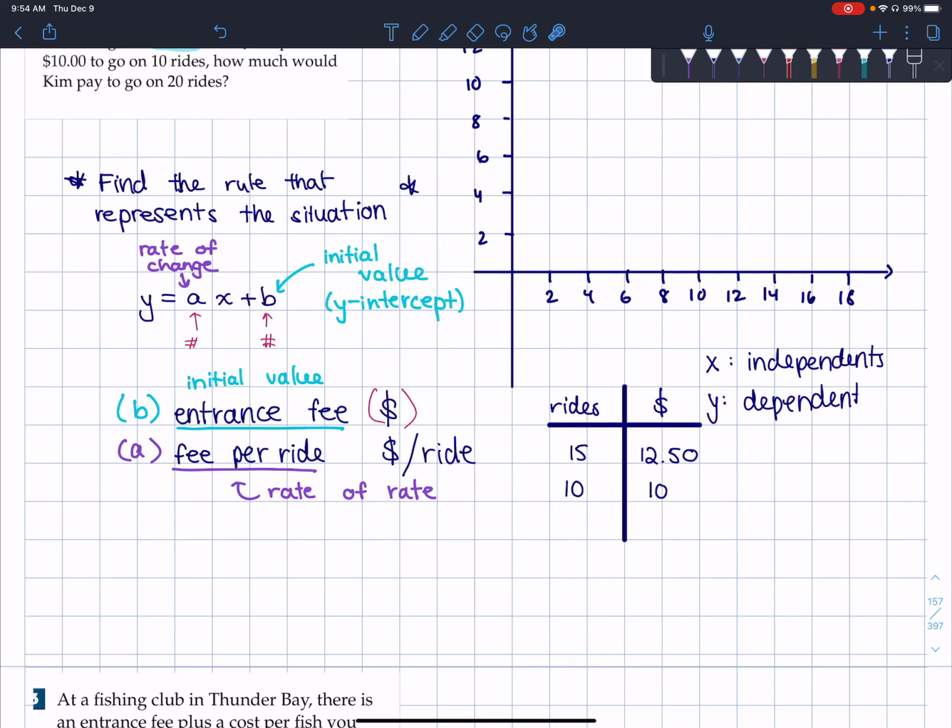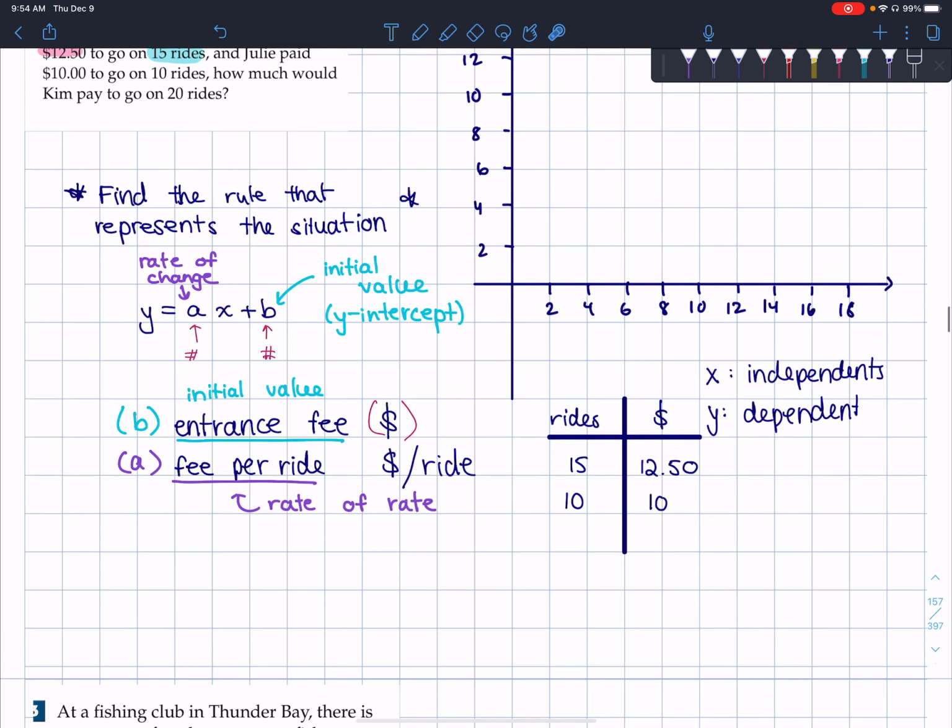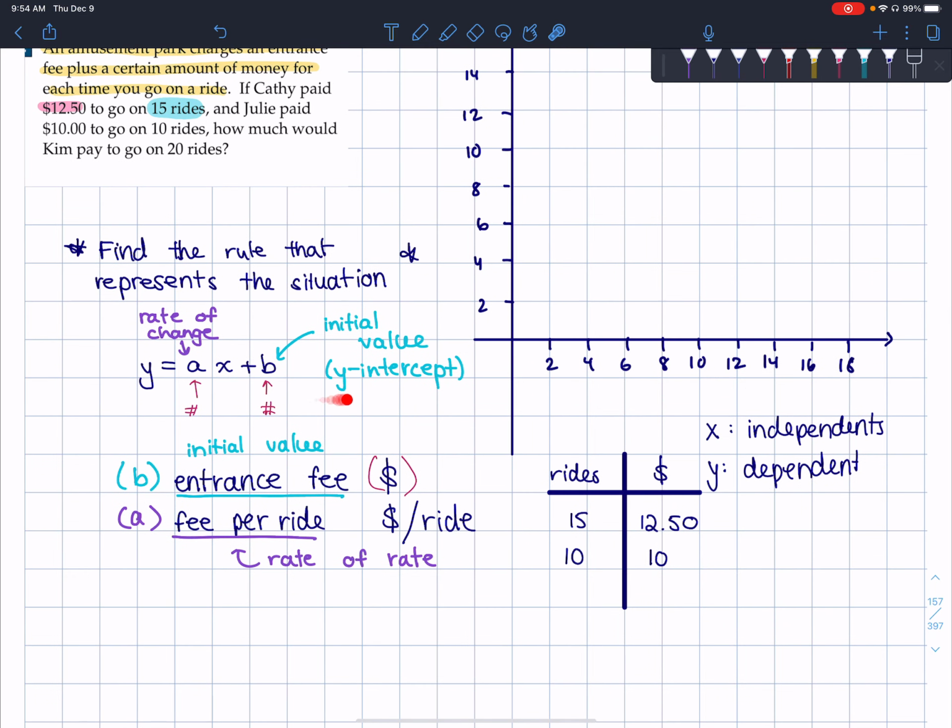And another way to realize which one is X and which one is Y is to look at this over here. Because your entrance fee is in dollars, that means that dollars is going to be your y-intercept. It's where you're hitting on the y-axis. So it makes sense that your y's are dollars. And then fee per ride, this is what you're multiplying the number of rides by. So it makes sense that this here is your X value. So that's another place to look.